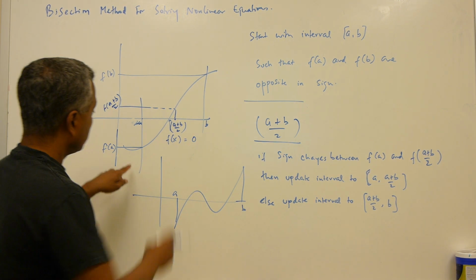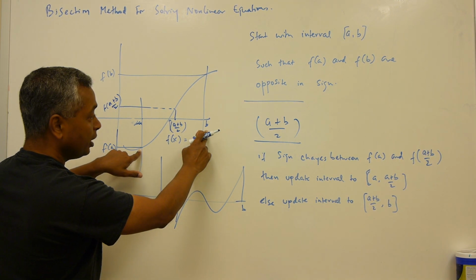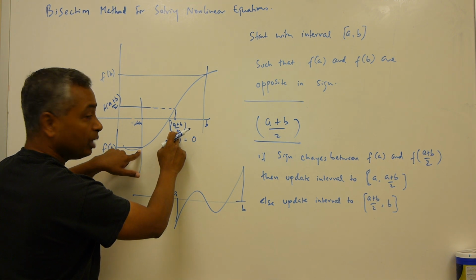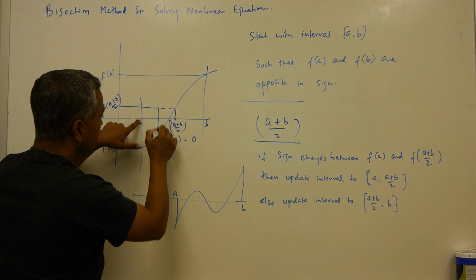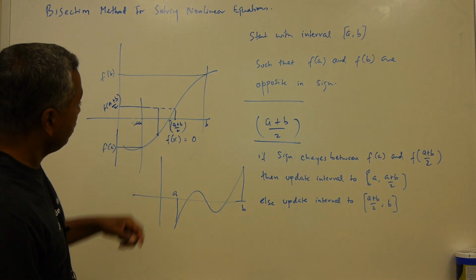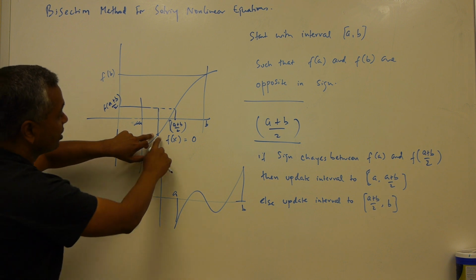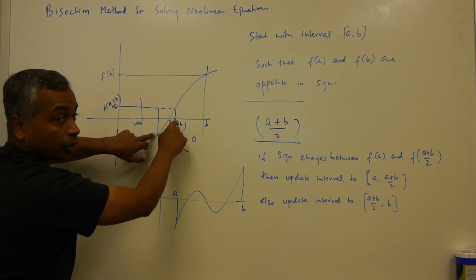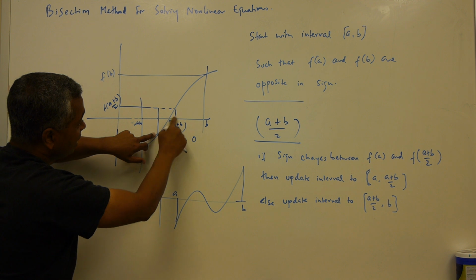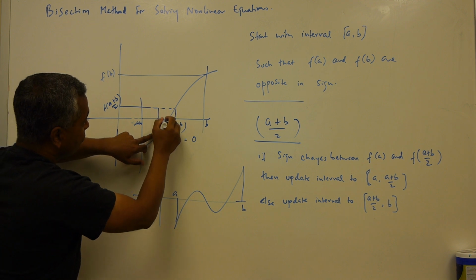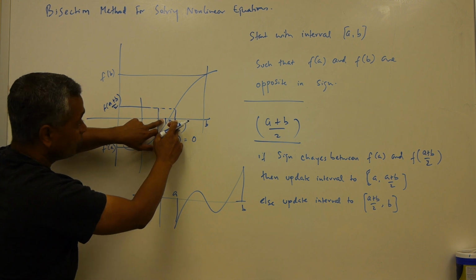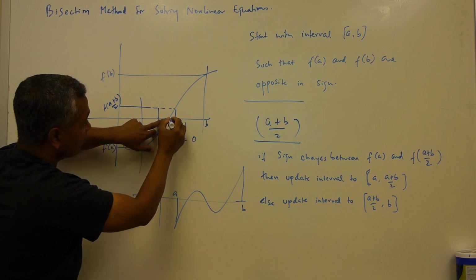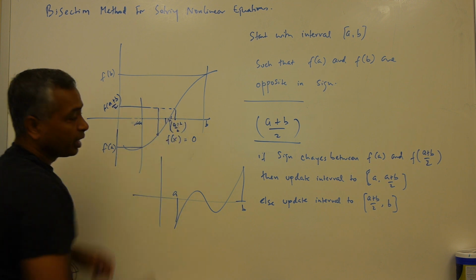Like I said, the first interval was between a and b. The next interval became between a and (a+b)/2. Now I take the midpoint of these two. The midpoint is here, let's say. Now you know that the function flips between these two. So now the interval becomes this. Now I take the midpoint of these two. The midpoint is right here. So now the root is between these two points. Take the midpoint of that. Now the root is between these two points. And I keep doing it until I get to the solution.